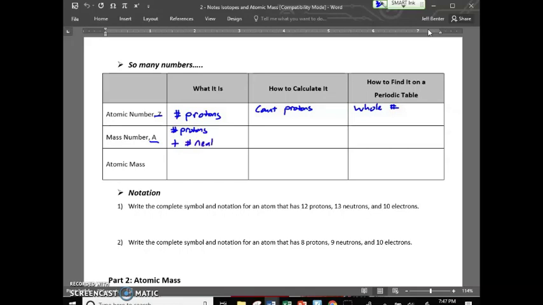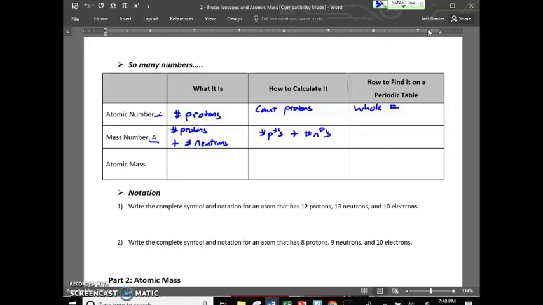Basically, it's the mass of the atom, because as we talked about earlier, the mass of the electron is so small, just ignore it. And so if you want to know the mass of the atom, you just add the protons and neutrons and ignore the electrons. And so how to calculate it is you just add the two. So it's number of protons plus number of neutrons.